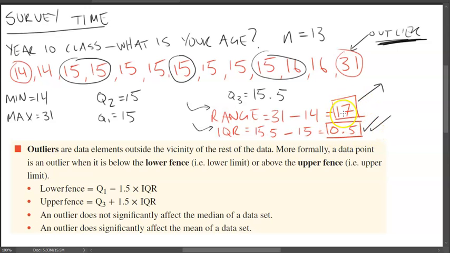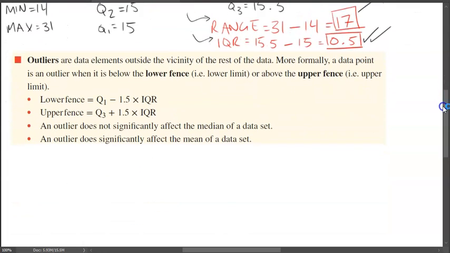Don't get me wrong, the 17 is still valuable to know, but because this is an outlier, it becomes redundant information. Because I want to know about the majority and I don't want this to have an effect. So let's work out the IQR. So how do we work out outliers?